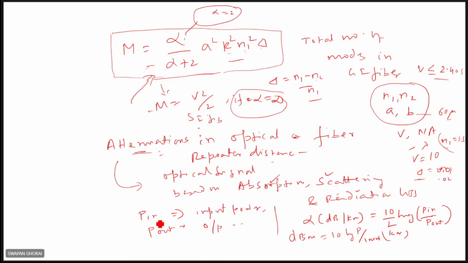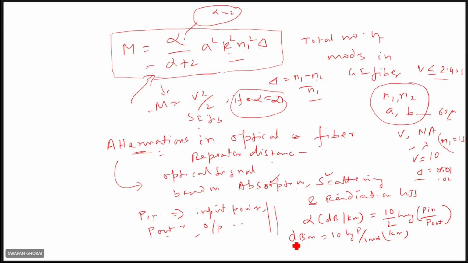Suppose P in is the input power and P out is the output power, then you see the loss in dB per m. If there is a logarithmic scale, it's a ratio. It is 10 log of P input by P output, log base 10 here, right? And sometimes in absolute measurement, this is a relative unit, dB. In absolute scale, absolute measurement also you can have dBm. That is 10 log of P by 1 milliwatt. With respect to 1 milliwatt also, you can calculate dBm, right?